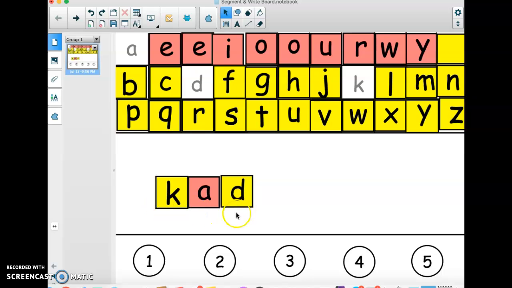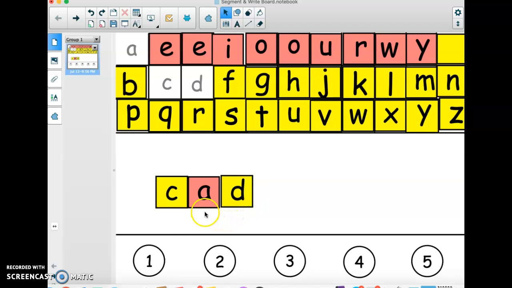Cad. Cad. Nice job. Now, what's the rule for this, the K? Who does K take? Does K take the A or does C? That's correct. Good. So K is not going to be with the A on this one. Usually it's a C. All right. So my word still stays the same. It's just spelled differently. Cad. Nice job. Let's try another one.